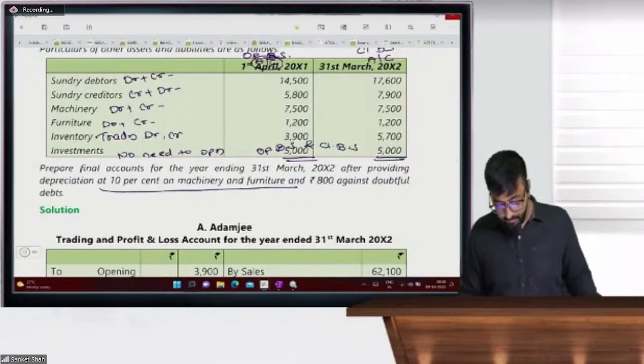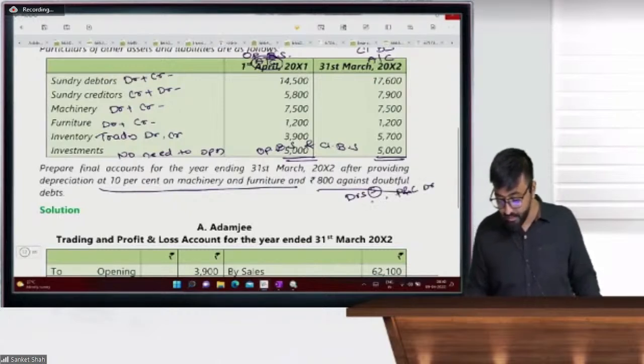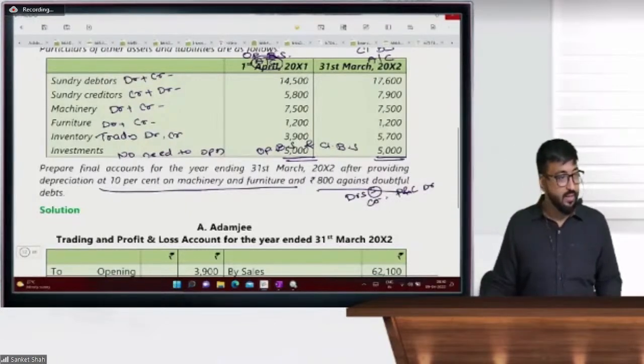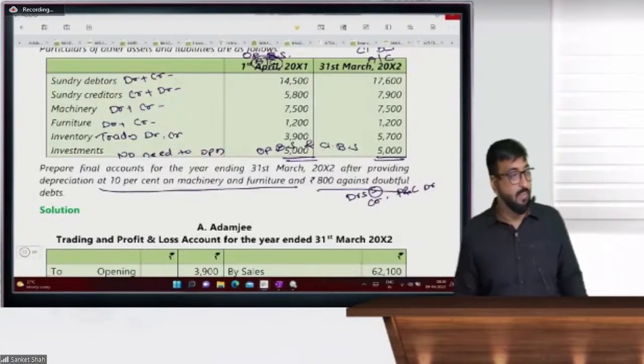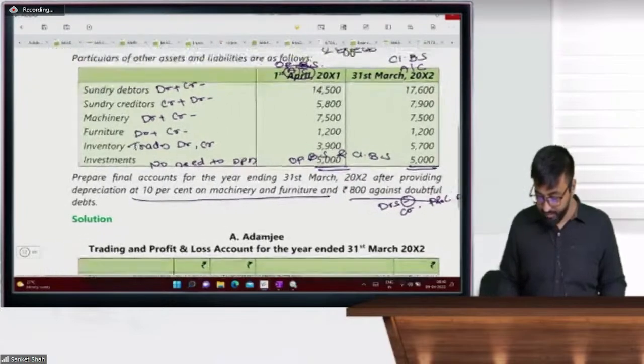Easy che. And 800 we have to provide for bad debts. So beta bad debts means debtors में से minus and P&L को debit. Debtors में से minus means credit. Debtors को debit balance minus means credit and P&L debit. One debit, one credit. Apply the rule and write down the answer. Chalo.